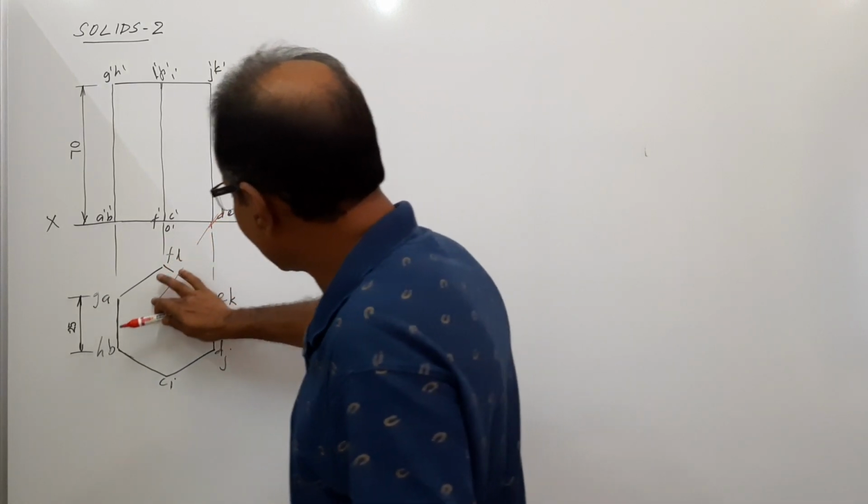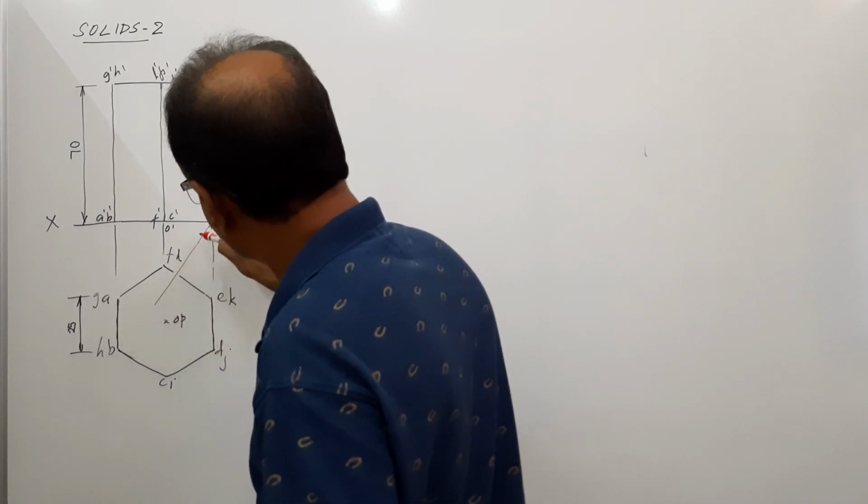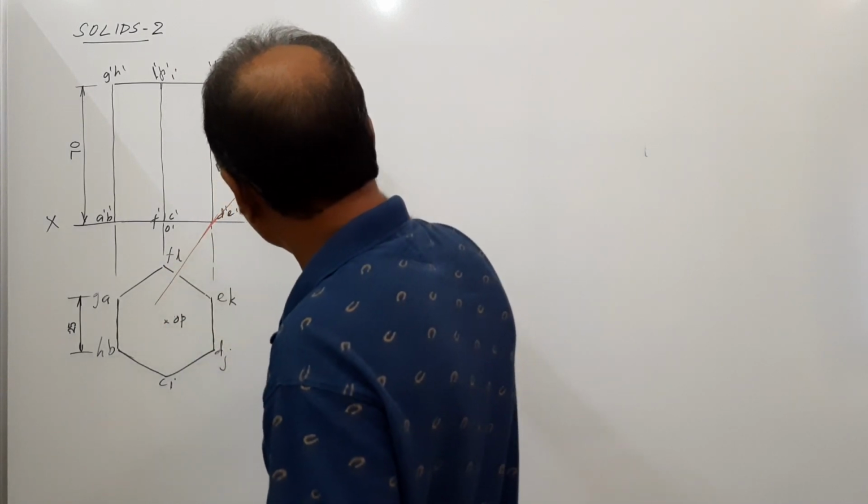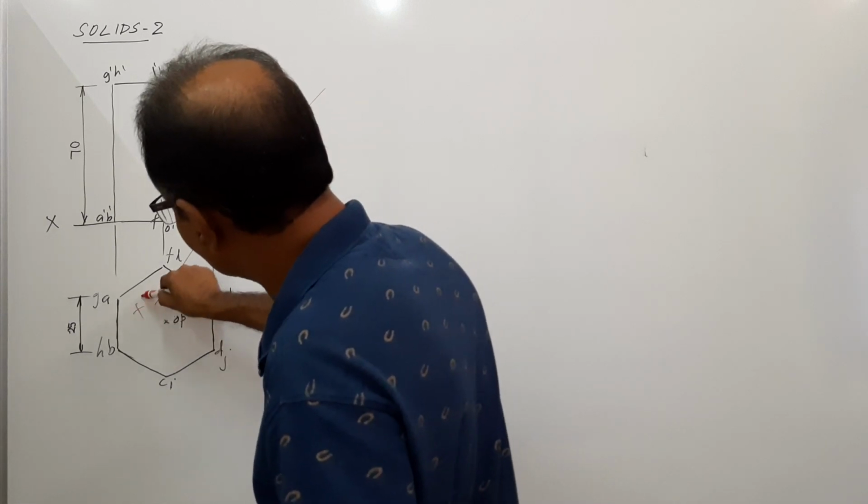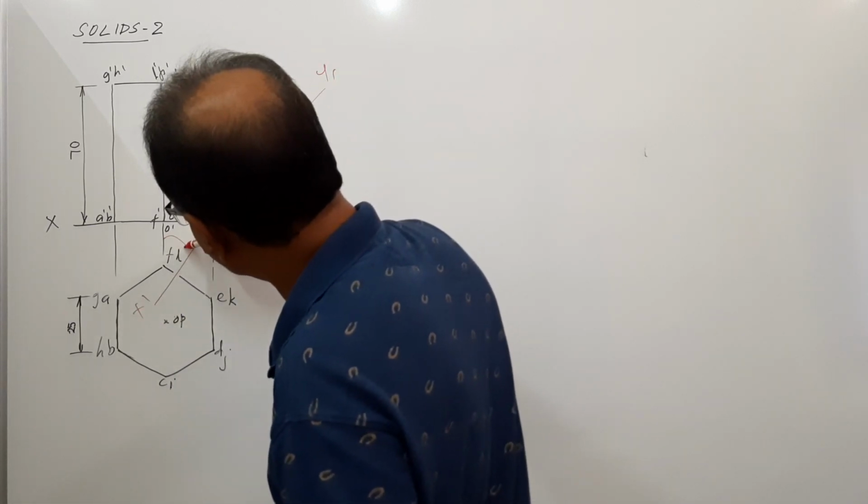How? Making what? 40 degrees to the axis. This is the axis.